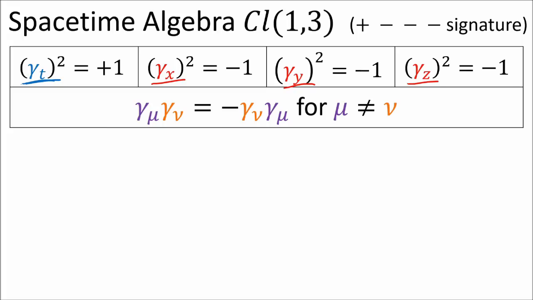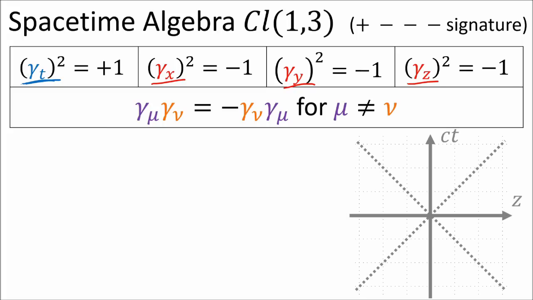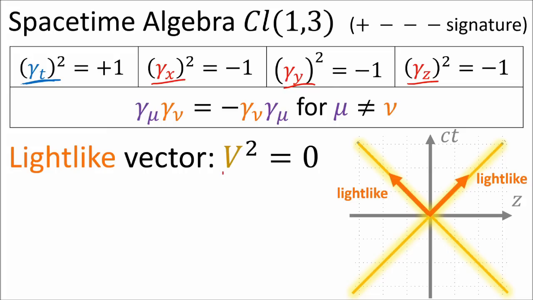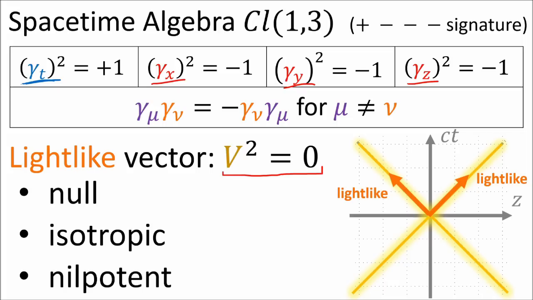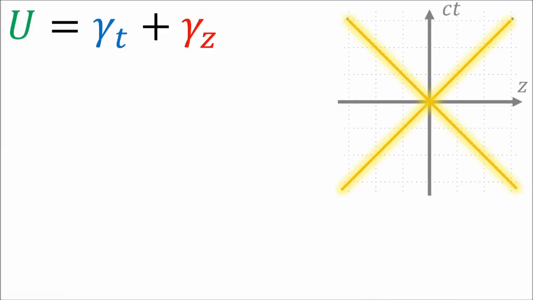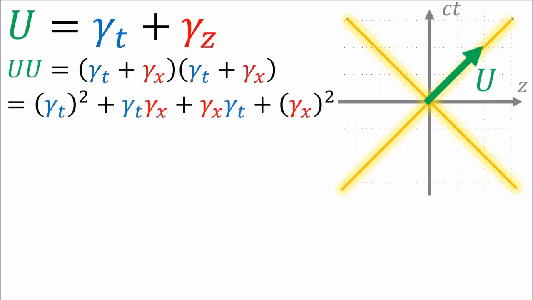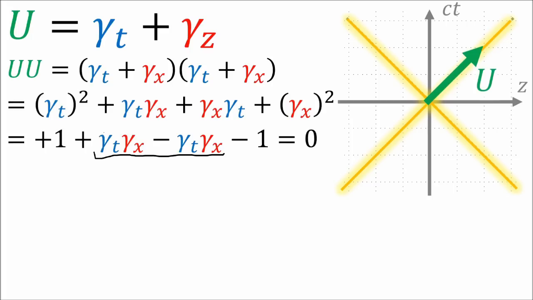anti-commute with each other. Vectors in space-time that point along the directions of light beams are called light-like vectors, and these light-like vectors square to 0. For this reason, we also say that light-like vectors are null, isotropic, or nilpotent. A simple light-like vector is gamma t plus gamma z. It's easy to see this vector squares to 0. The inner terms cancel because they anti-commute, and the outer terms become 1 minus 1, which goes to 0.